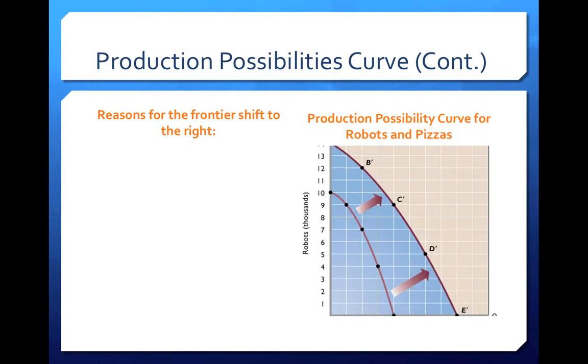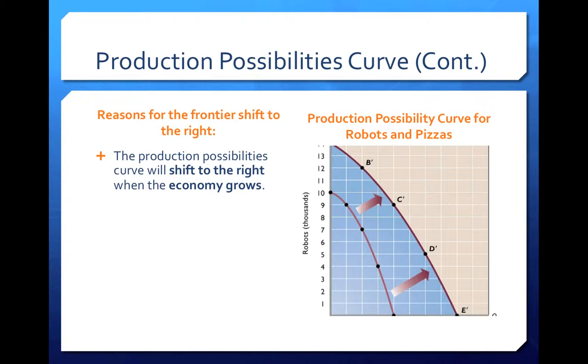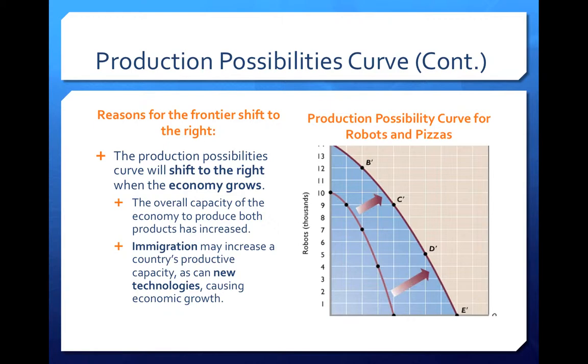Periodically, the production possibilities frontier can shift. In this example, we see the production possibilities curve for robots and pizzas, another economy, shifting to the right. Well, what could cause that? The production possibilities curve will shift to the right as the economy grows. This means the overall capacity of the economy to produce both products has increased. Immigration may increase a country's productive capacity as well as new technologies, causing economic growth.